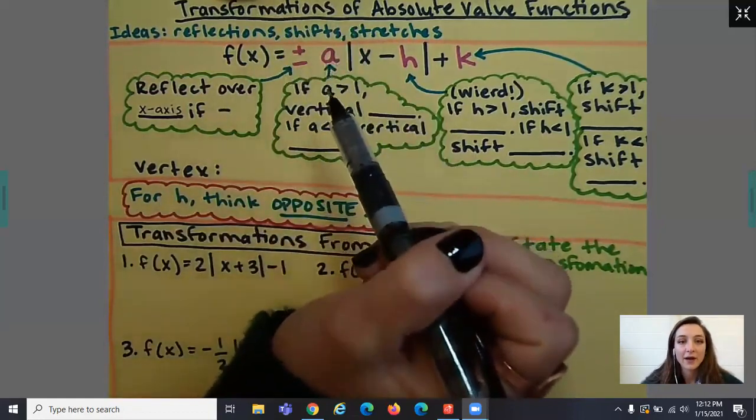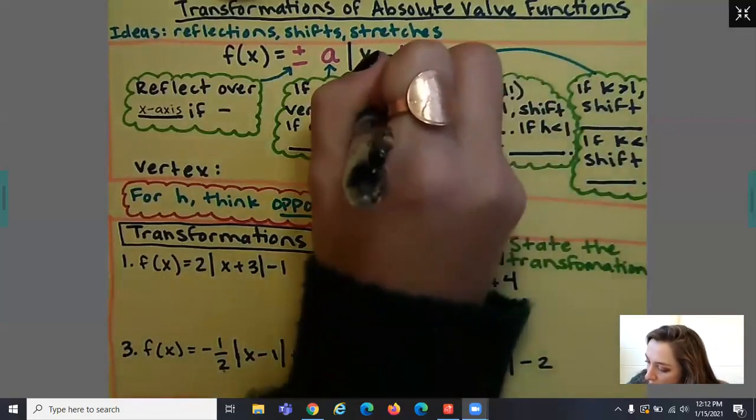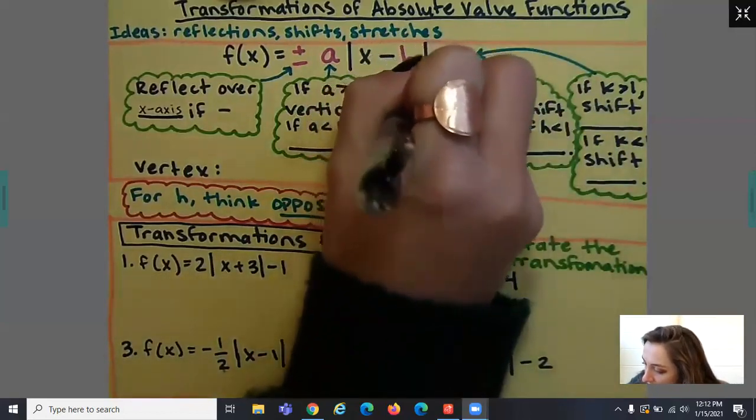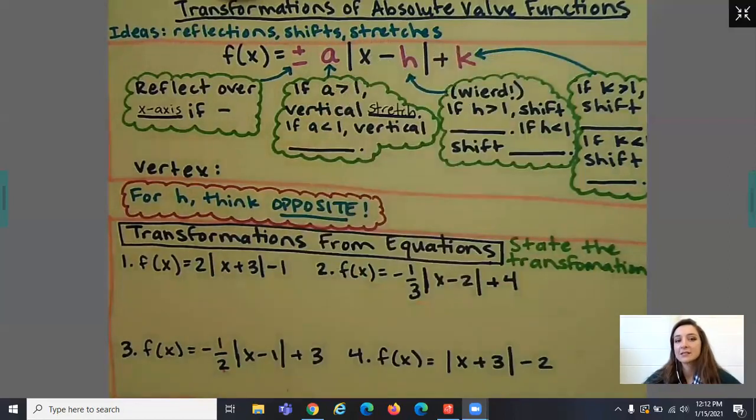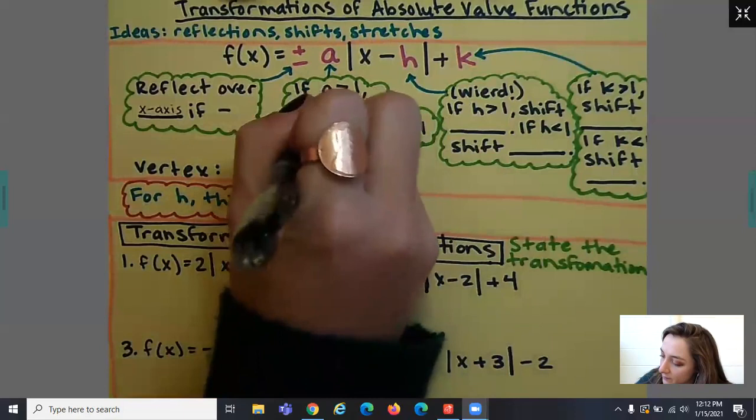Looking at the a value, if a is greater than 1, it means that there is a vertical stretch. Okay, so this one might be a little bit new, but if a is less than 1, so if it's like 1/2 or 1/3 or 0.5 or anything like that, then this is going to be a vertical shrink.